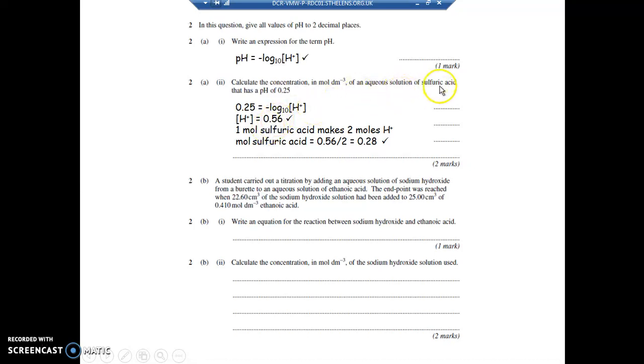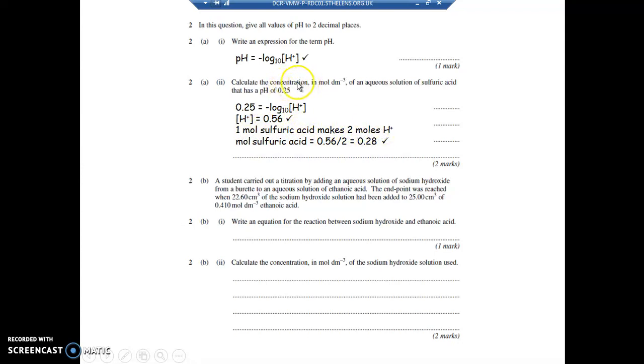Now you've got to remember that sulfuric acid is a diprotic acid. 1 mole of sulfuric acid makes 2 moles of H+, or you could say that 1 mole of sulfuric acid reacts with 2 moles of base. Anyway, 1 mole of sulfuric acid makes 2 moles of H+.